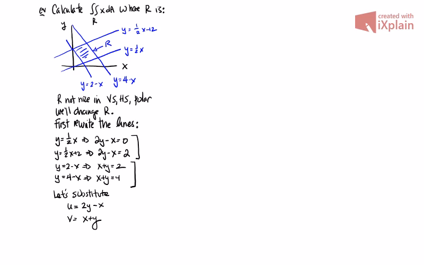When we do that, these four lines change to four significantly nicer lines. This changes our lines to the following. I'll list them in the exact same order. The first line becomes u equals 0. Second becomes u equals 2. v equals 2, and v equals 4. These four lines form a really nice region in the UV plane.